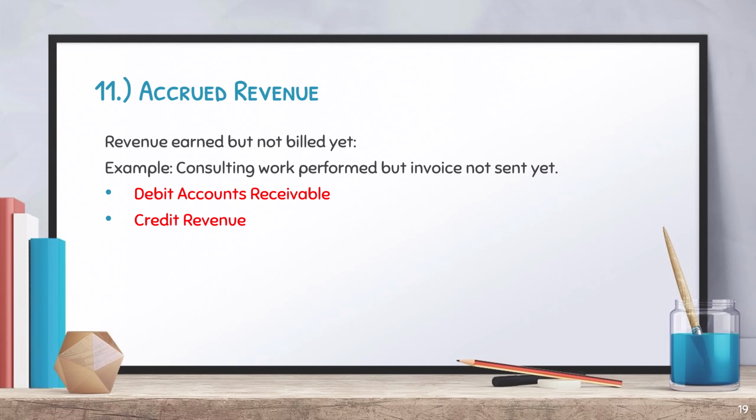Part 7, Accruals for Revenue. 11. Accrued Revenue. Revenue earned but not billed yet. For example, consulting work performed but invoice not sent yet. Book this entry. The logic is we earned it, invoice coming later.